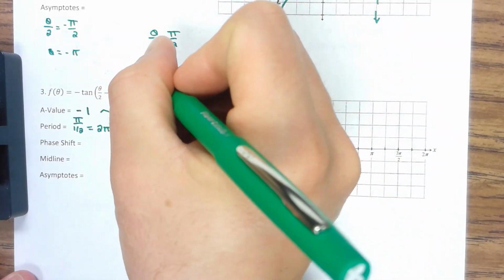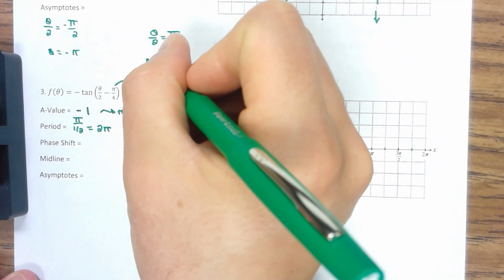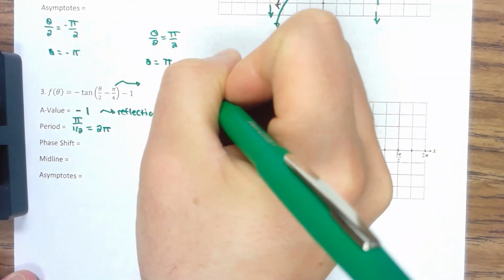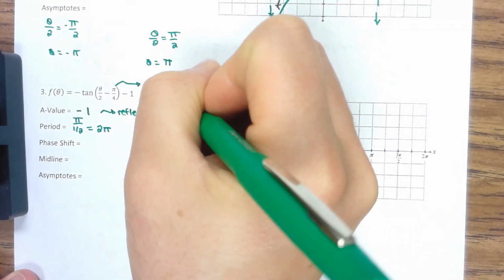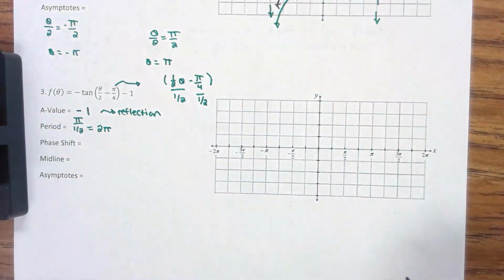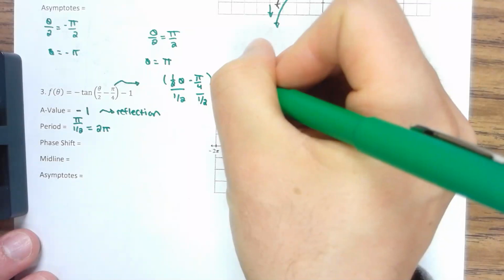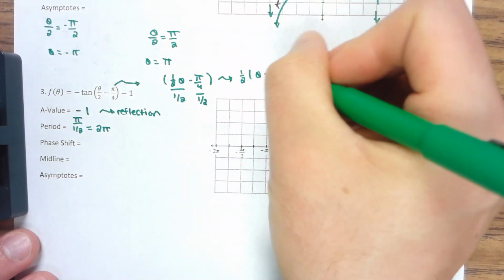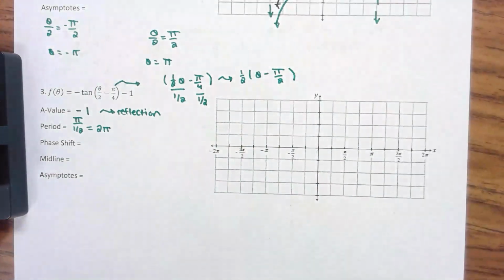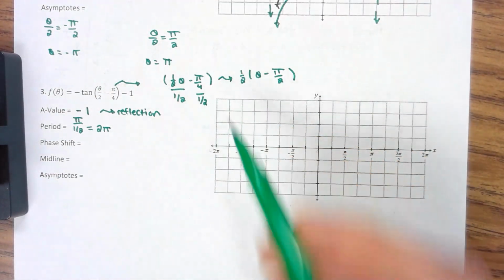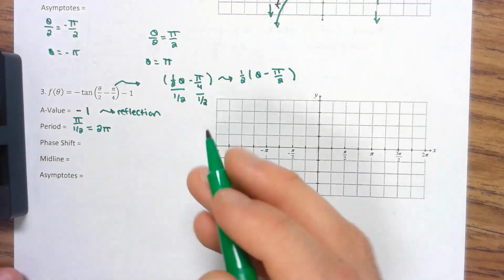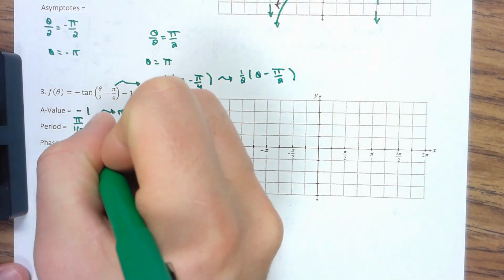Okay, so I need to take theta over 2, which we know is really 1/2 of theta, minus pi over 4. And I need to divide to get theta to be +1. So I'm going to take out this 1/2, and that makes this 1/2 theta minus pi over 2. If you do this division, pi over 4 divided by 1/2, you get 2 pi over 4, and that's how I'm getting negative pi over 2. So our phase shift is taking everything right by pi over 2.